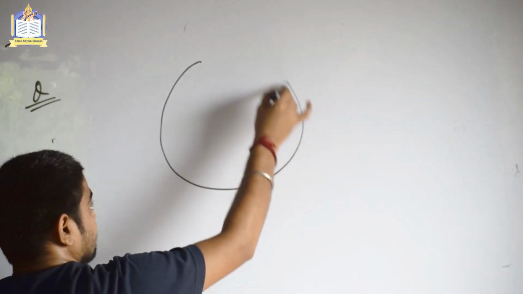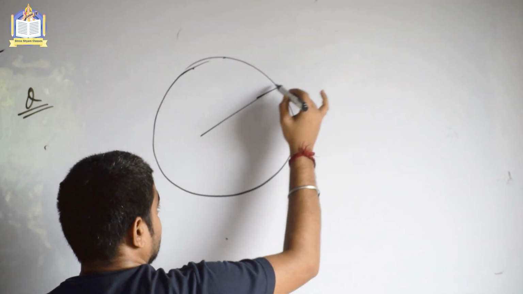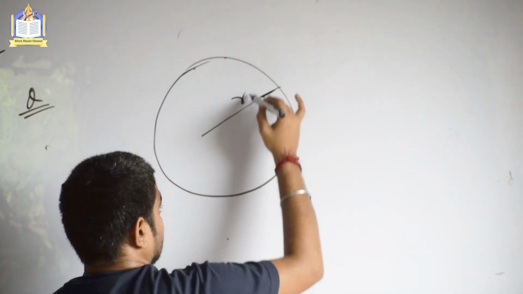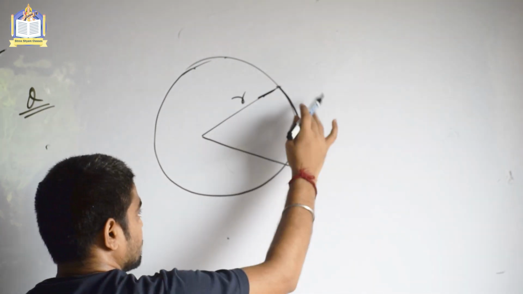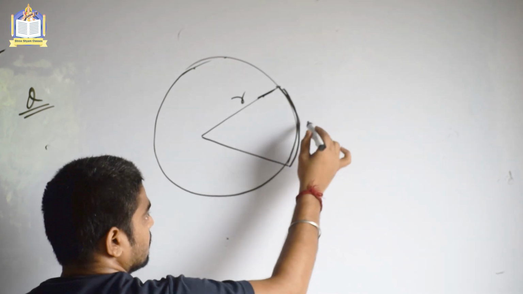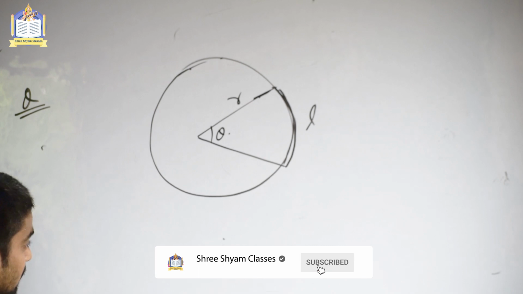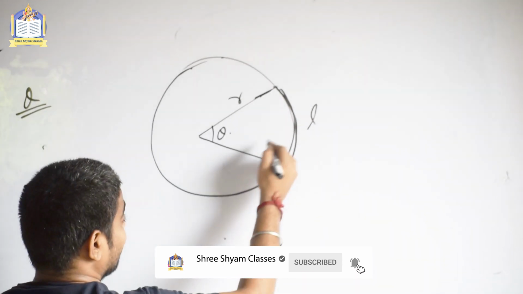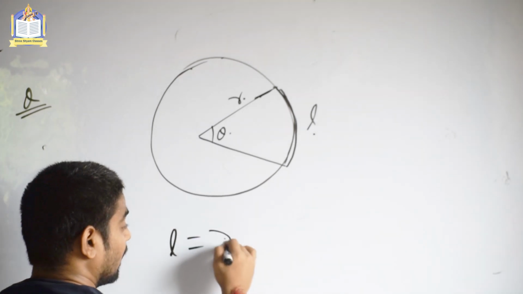In this circle of radius r, this is called the length of arc, which is equal to say L. And this is angle theta. So this is the relation between length of arc, radius, and angle theta. So L is equal to r theta.